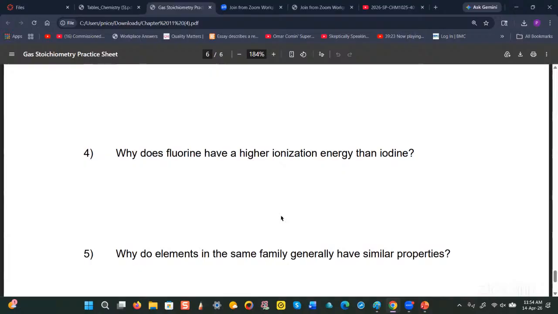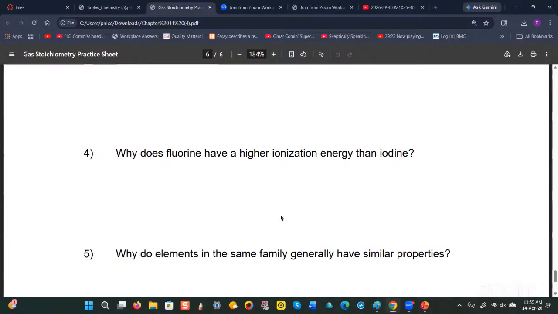Because in the case of fluorine, it's a smaller atom. The valence electron is closer to the nucleus. Okay. So therefore, there's a stronger attraction between the valence electron and nucleus. And therefore, it's harder to remove the electron from the atom compared to iodine.